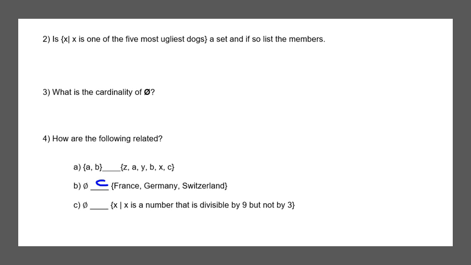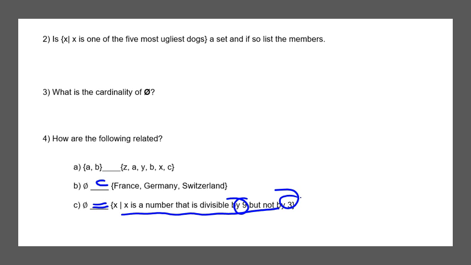C, the empty set is a number divisible by 9 but not by 3. Oh, this is equal to this because the set over here does not contain any elements. There is no such number divisible by 9 but not by 3, because if it's divisible by 9, 3 divides 9. So these 2 things are equal.